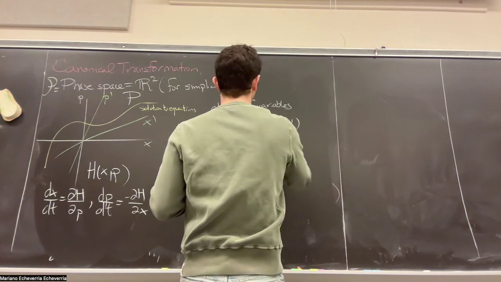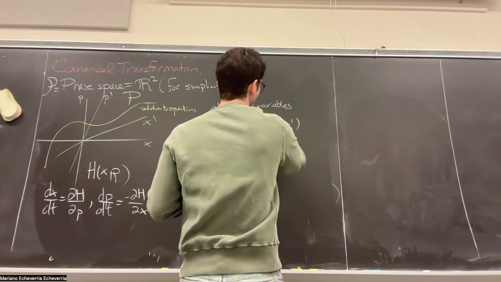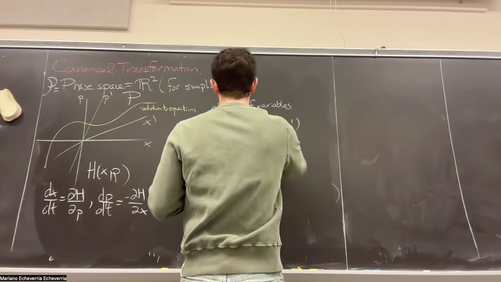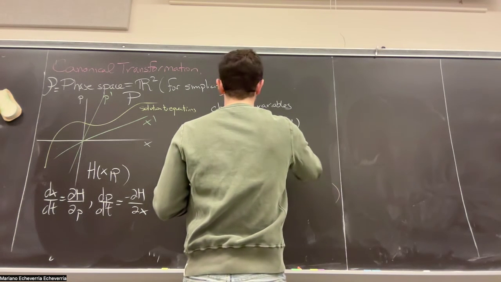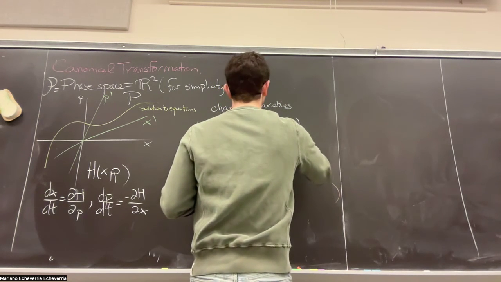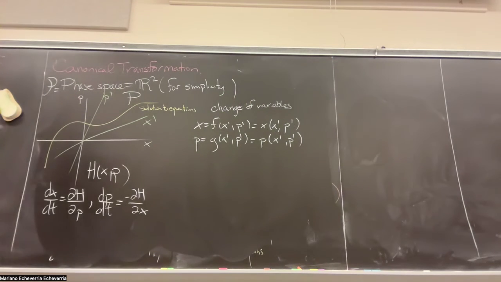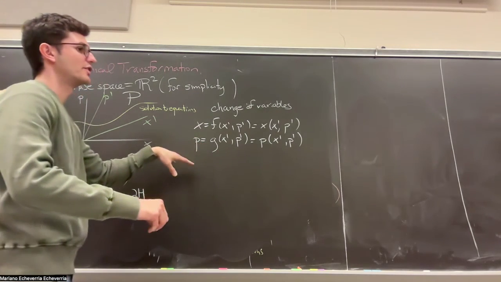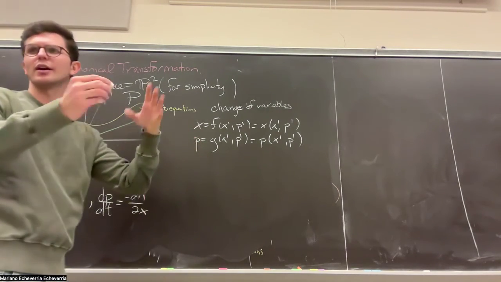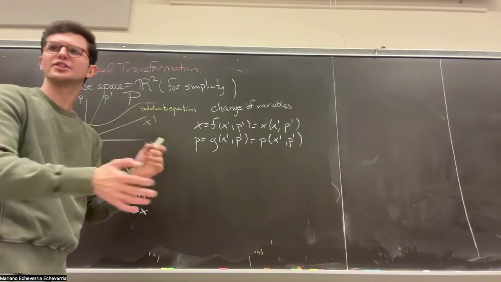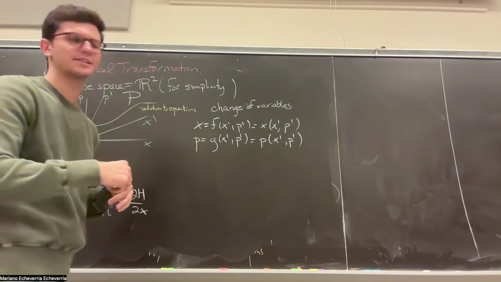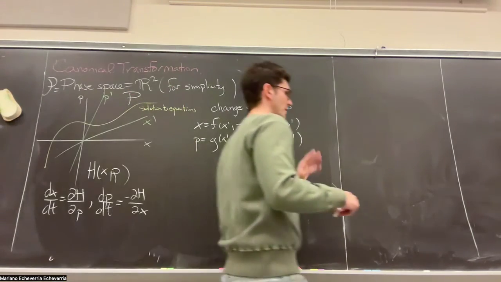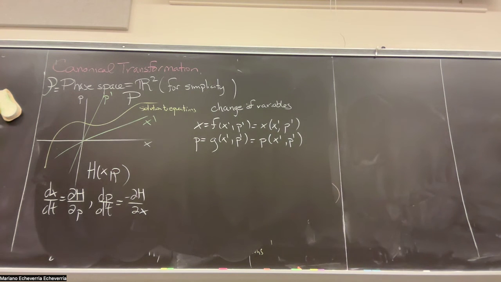In general, this is how you would write it in a less mathematical notation: x depends on x prime and p prime, and p depends on x prime and p prime. Here, you want to think of this change of variables as being good. So you think of f and g as being invertible and differentiable functions, etc. You don't have to worry about any of those issues.